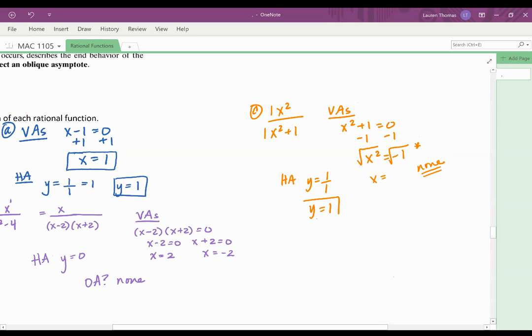That's my horizontal asymptote. Now, because it has a horizontal asymptote, remember, it's not going to have an oblique. You're not going to have both. So we're done with C.